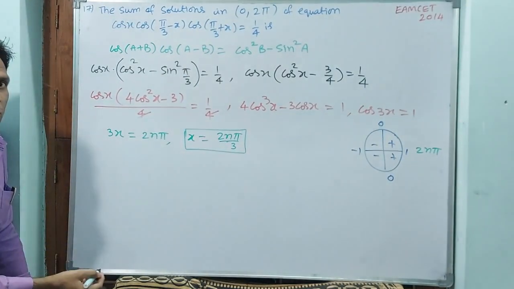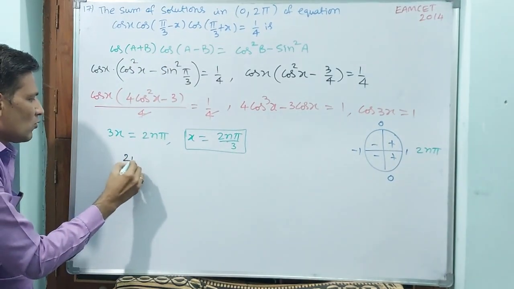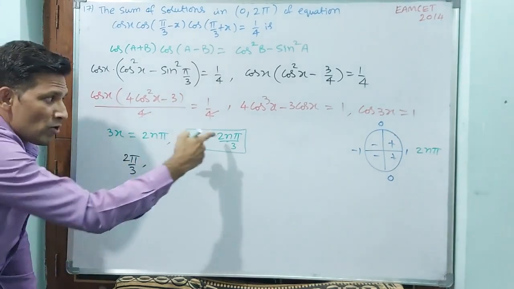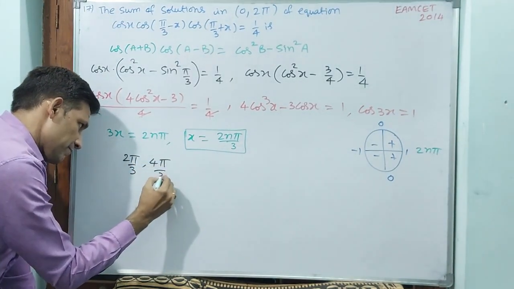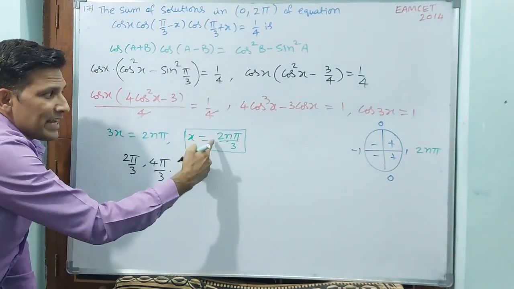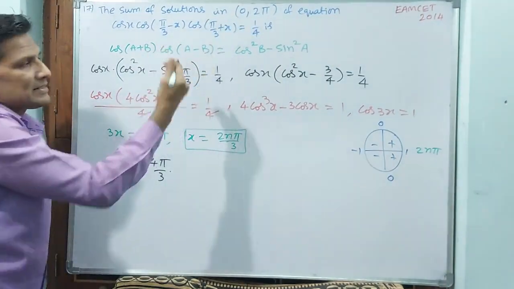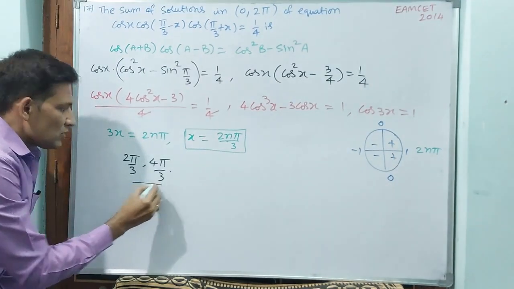If you apply 1, 2 pi by 3. 2 pi by 3 is within 2 pi. Write down, 2 pi by 3 is one answer. Now you apply 2: 4 pi by 3. 4 pi by 3 is also okay. If you apply 3, the 3 is going to get cancelled and 2 pi will come. But 2 pi should not be taken. You have to take less than 2 pi. That means 3 you should not apply. These are the values.